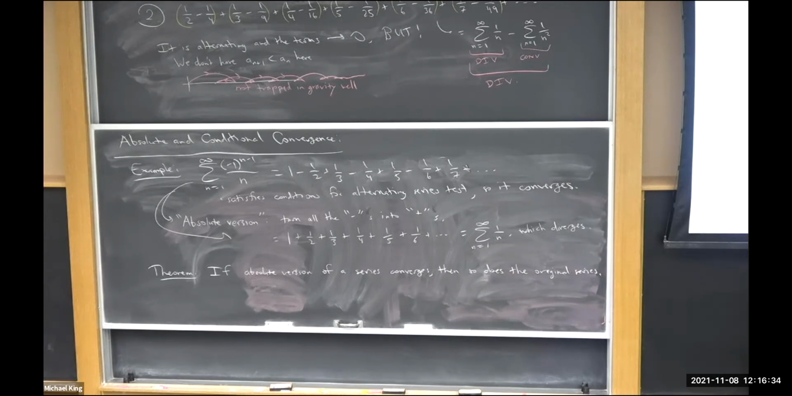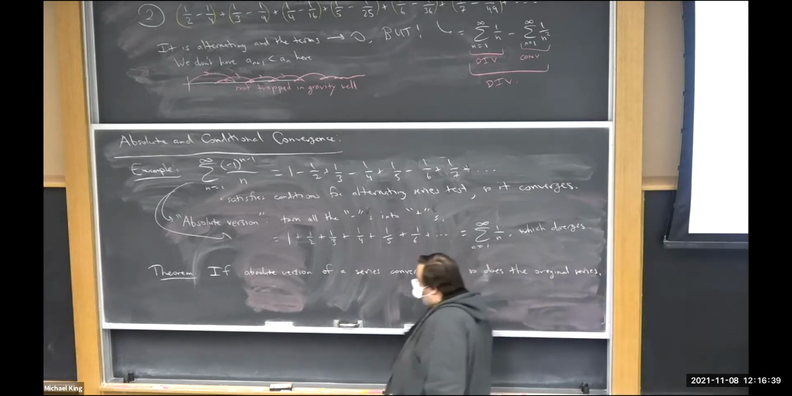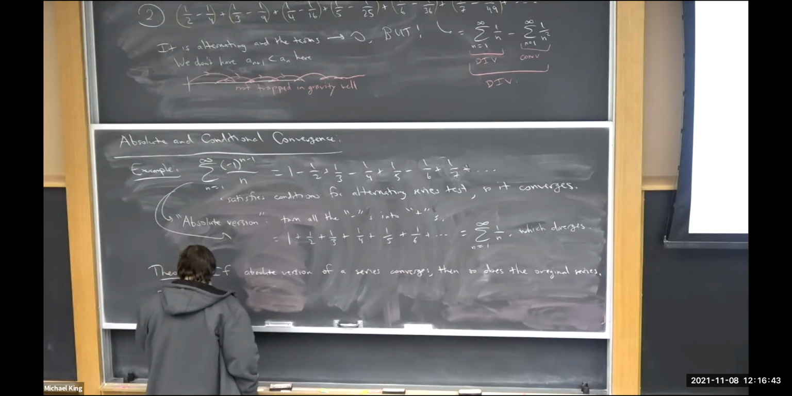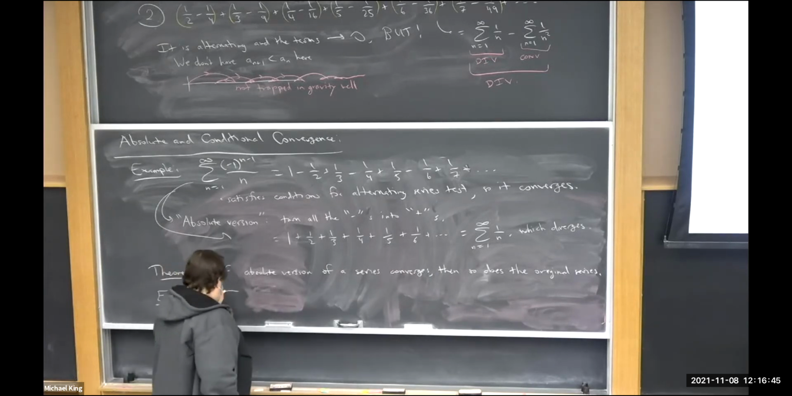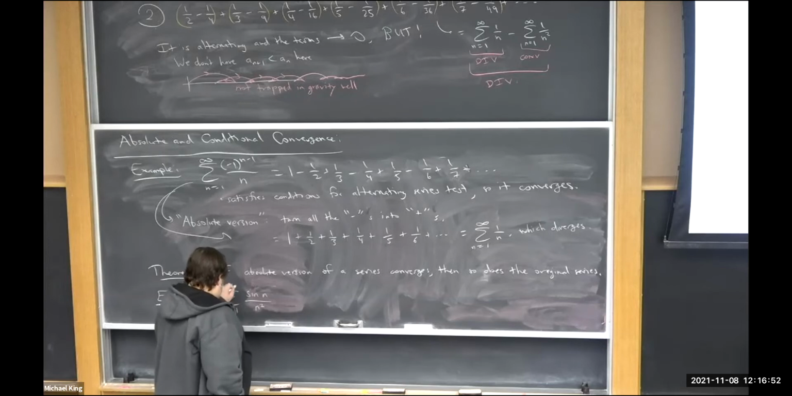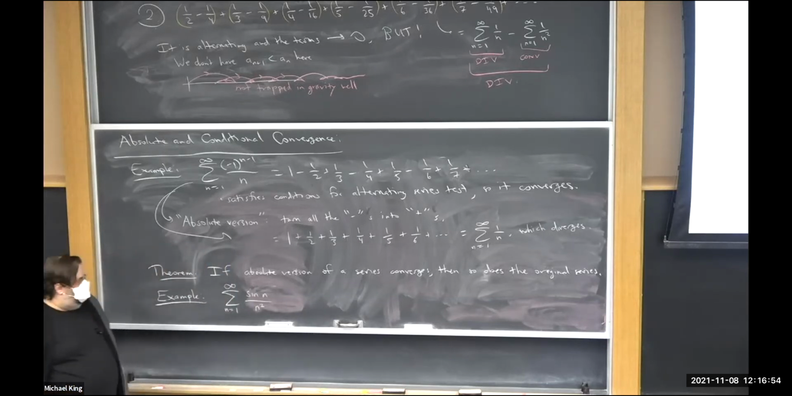Let me give you an example that's less obvious, that I think will illustrate this. So here's a sort of interesting example. What if I do sine n over n squared? Sine n over n squared.